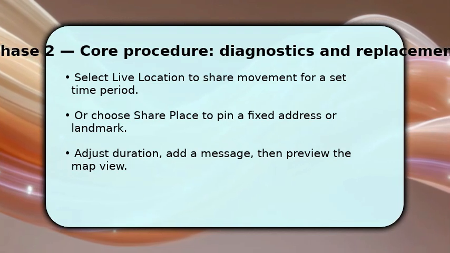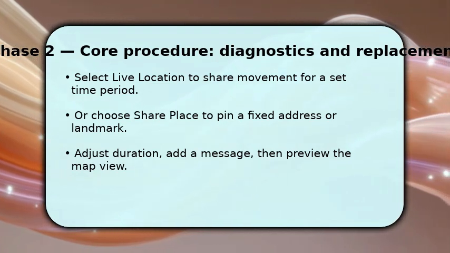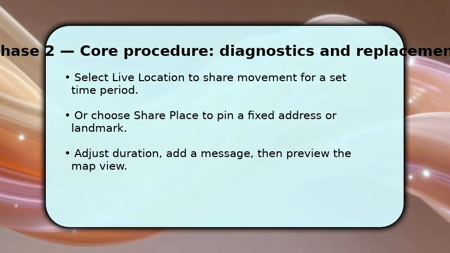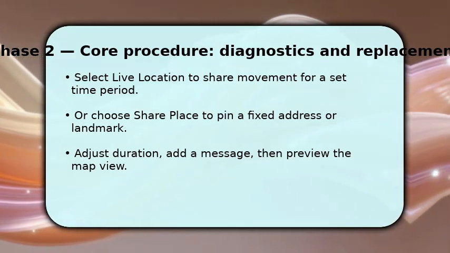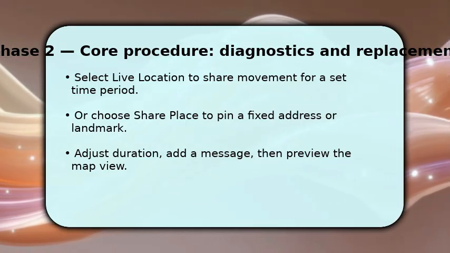Next, decide whether you want live location, so your movement updates for a set time, or a pinned place to send a fixed address. Tap live location, pick a duration, and confirm. This streams your coordinates to recipients for that window.